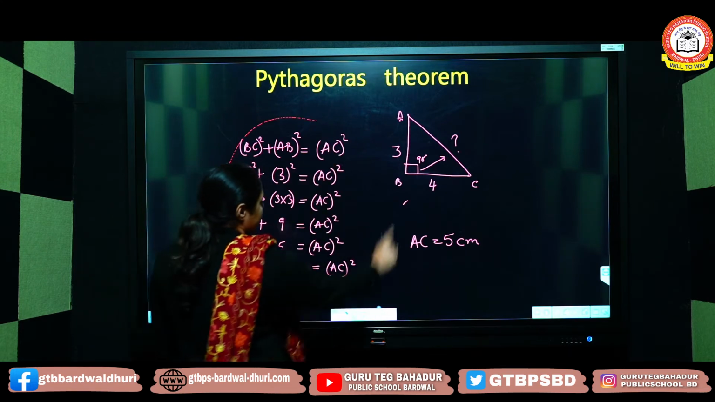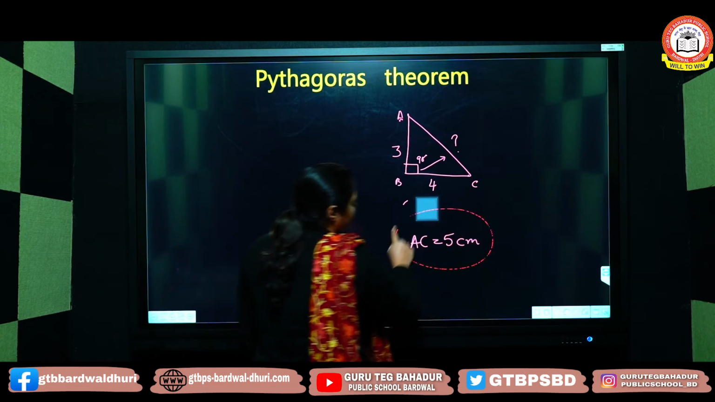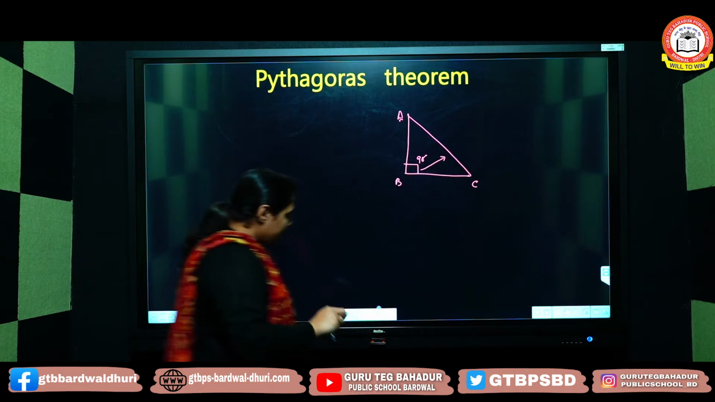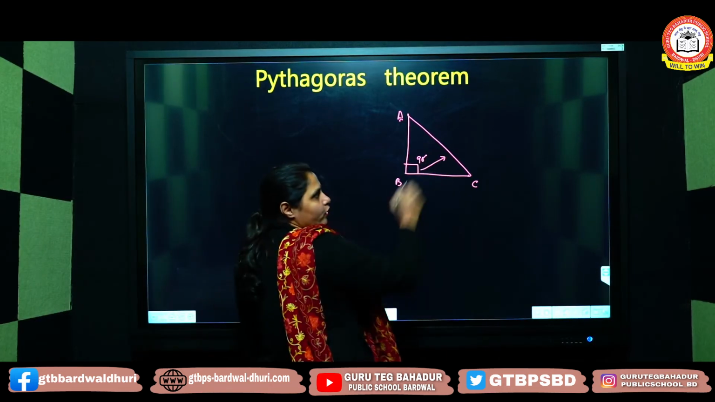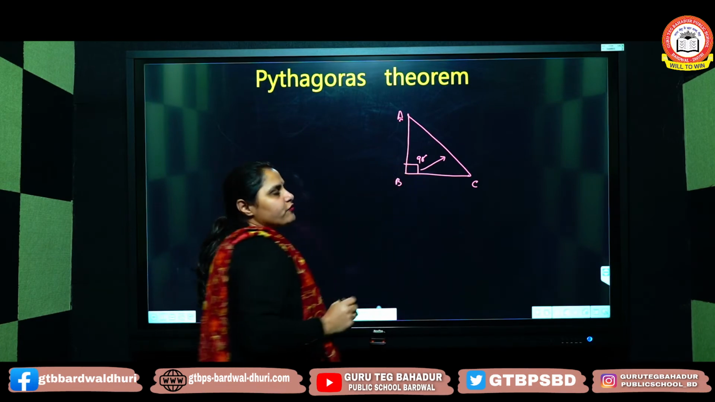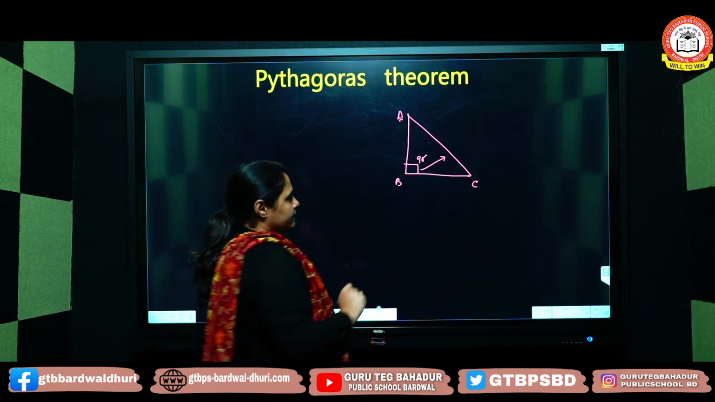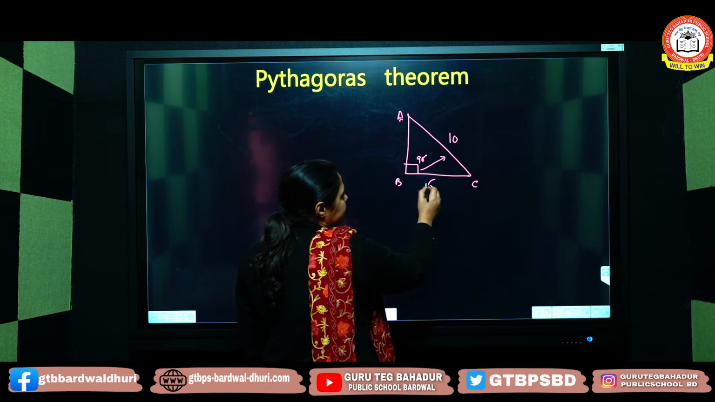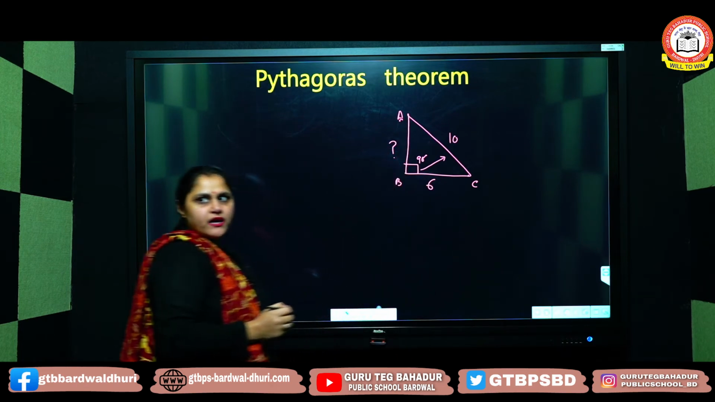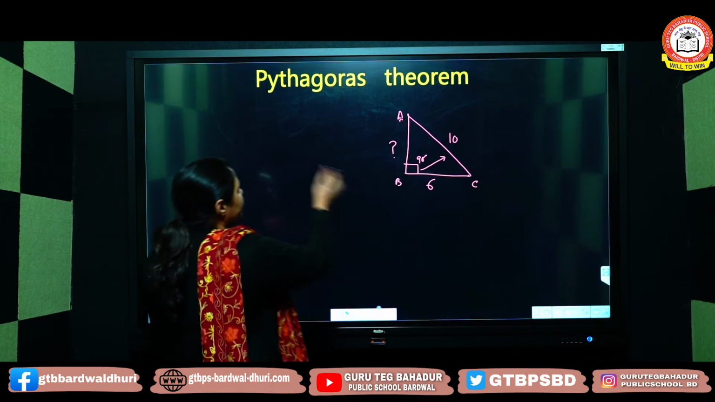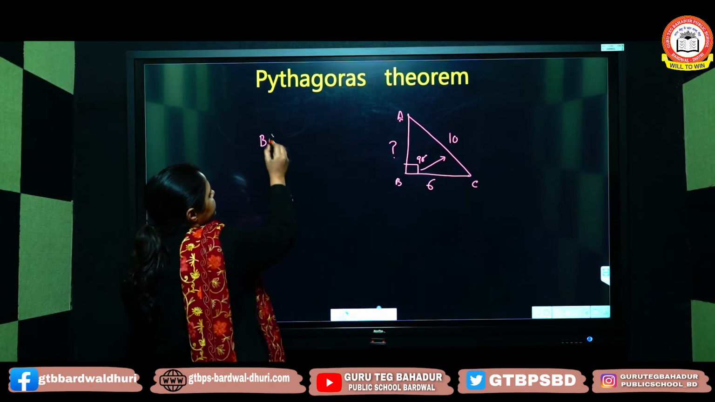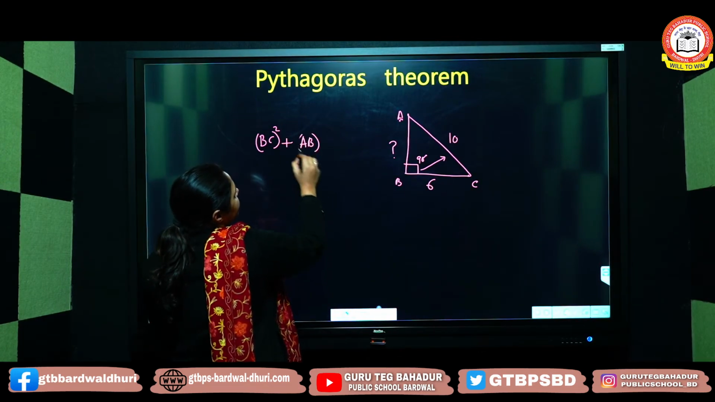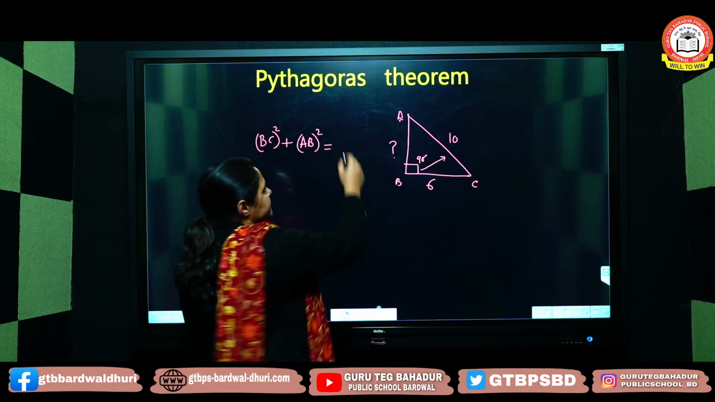Now let's take one more example. Suppose, let me erase this. Here your hypotenuse is already given, and any one side from the other two, either base or perpendicular, is not given. Suppose hypotenuse is given 10 and base is given 6, and we have to find out this side, meaning we have to find out the perpendicular. So what will it be according to Pythagoras theorem? Base square BC plus perpendicular square, that is AB square, is equal to AC square.